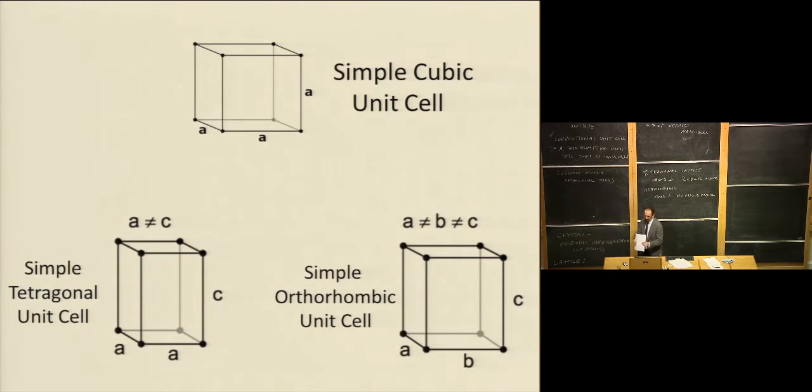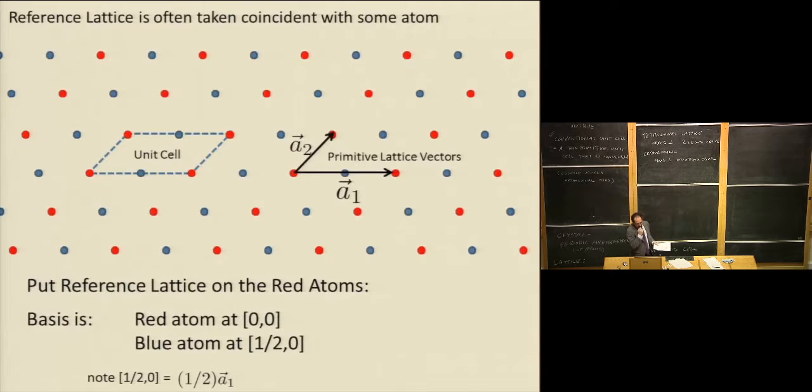Now, although simple cubic is very unusual in nature, there are things based on simple cubic that are quite common. So you do need to know about the simple cubic lattice. Let's go back to this picture here. Remember, if you have more than one type of atom, it's very convenient to put the reference atom at the lattice point, and then you can give another atom as a basis by giving its position with respect to the reference lattice point.